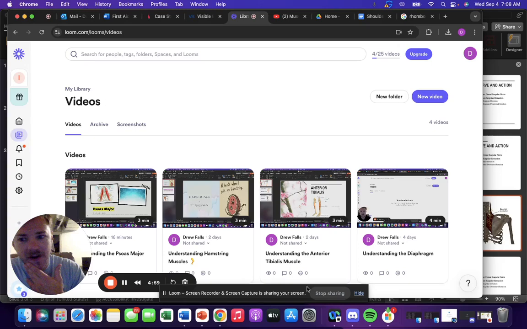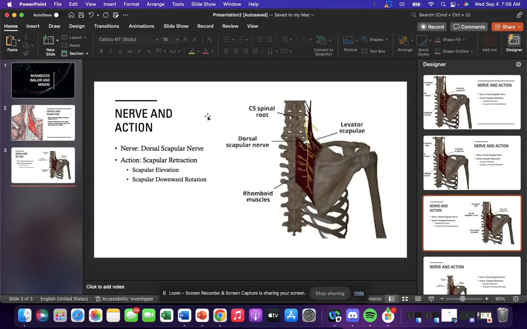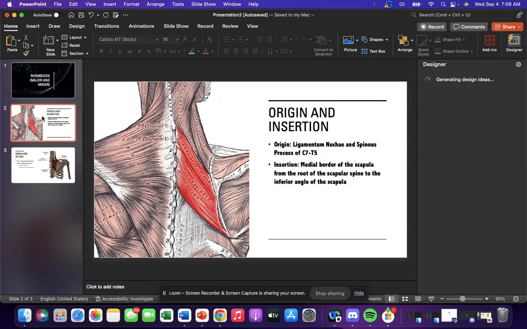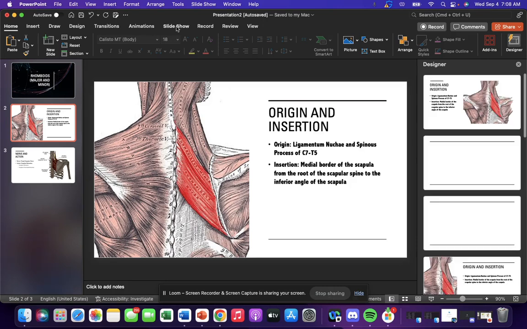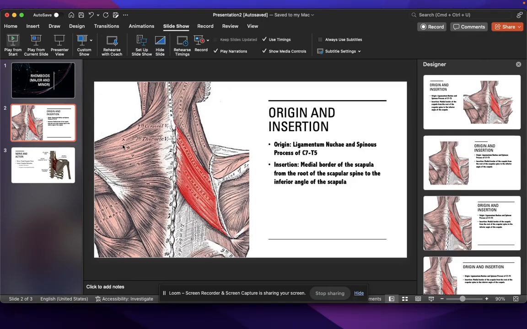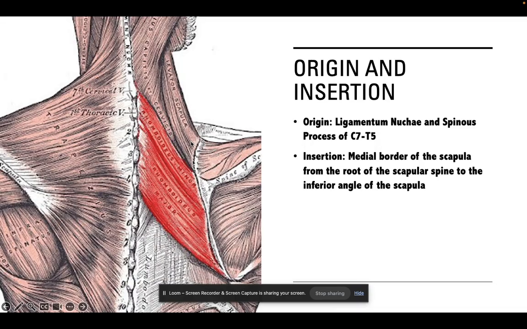Going to be talking about the rhomboids and that shoulder complex. Well, it's actually the scapulothoracic joint, but let's dive into it a little bit. We're going to start with where it originates and where it inserts, because that's going to give us our line of pull.